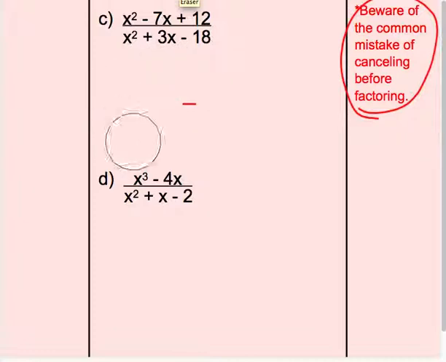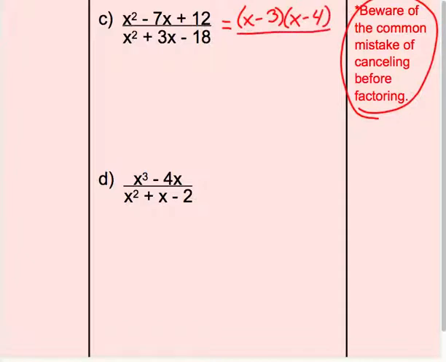So let's get this out of the way so that we can factor and finish simplifying this expression. All right, so both of these are t-charts. So we are going to think about what multiplies to 12 and adds to negative 7. Negative 3, negative 4. In the denominator, what multiplies to negative 18 and adds to positive 3? Positive 6, negative 3. So our x minus 3's cancel, leaving us with x minus 4 over x plus 6.